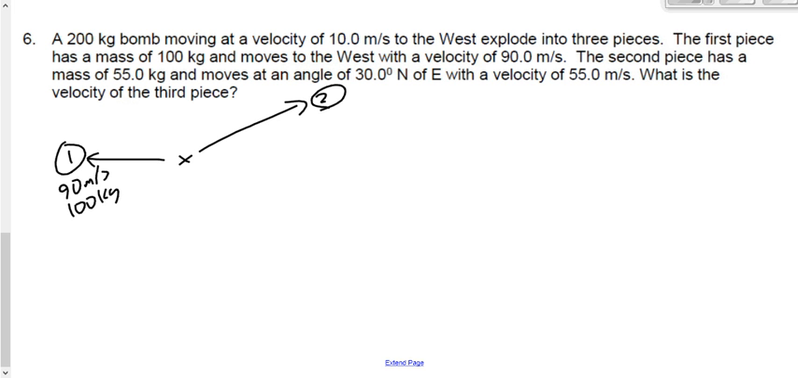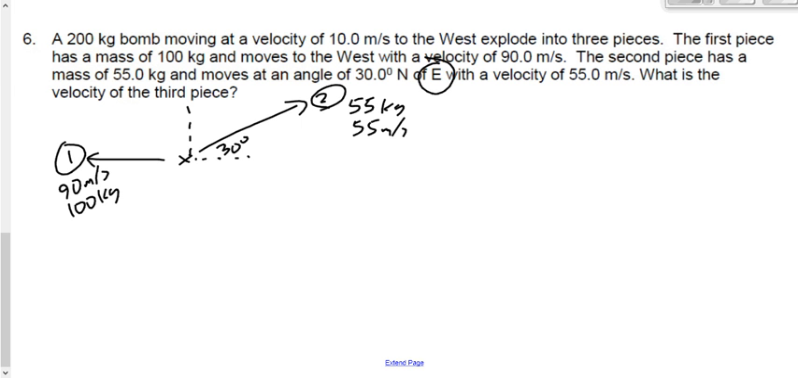right? Where's my angle, 30 degrees? Measured from the north, or is it measured from the east? Measured from the east, right? Circle that second one, measured from the east, 30 degrees, right there. And its value here is what? 55 kilograms and 55 meters per second.